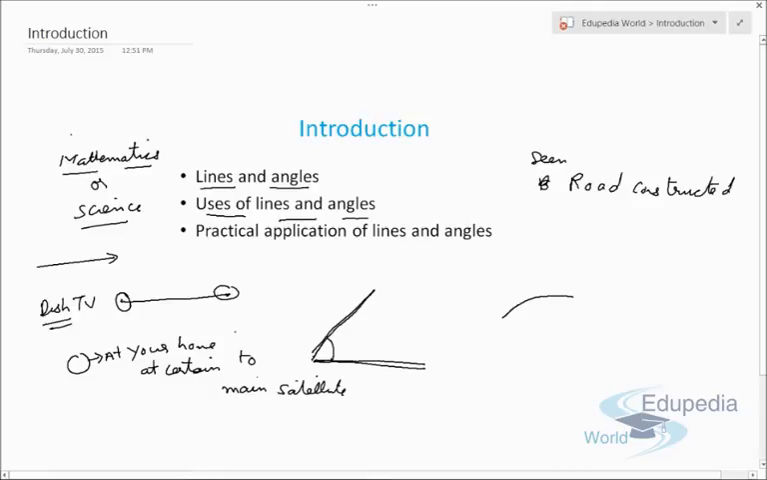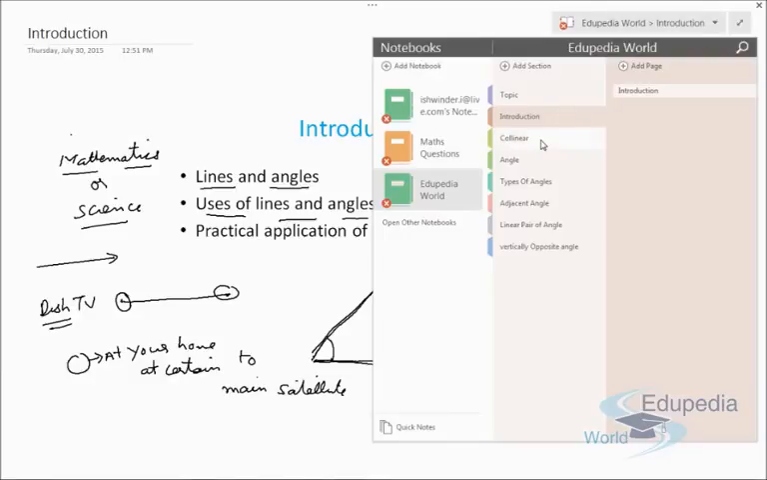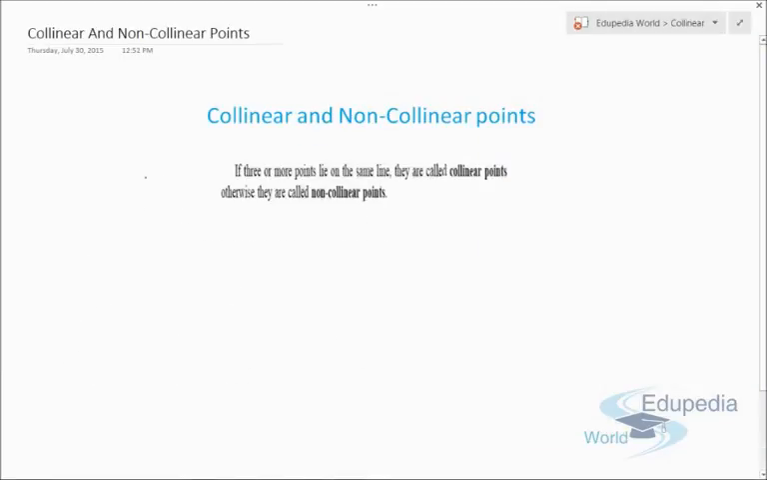So lines and angles are used in almost every part of the field, or every part of the world. So let's get started with our next concept, which is what are collinear and non-collinear points. Collinear points and non-collinear points are a very important concept. If three or more points lie on the same line, they are called collinear points. Otherwise, they are called non-collinear points.